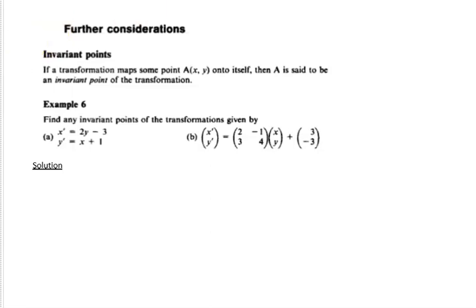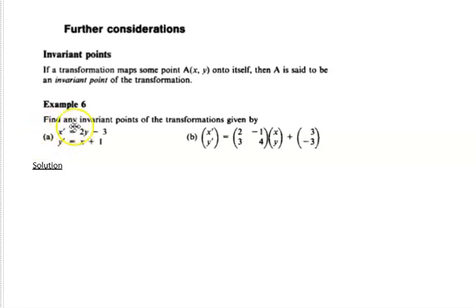Okay, we're going to look at a few other things to consider. So the first thing is invariant points. An invariant point is a point which does not move after it has been transformed. An example of this would be if you're reflecting in the x-axis, any point on the x-axis would be an invariant point. It will stay fixed.